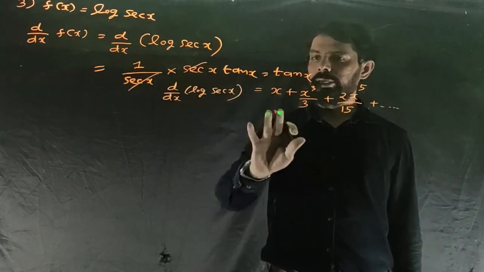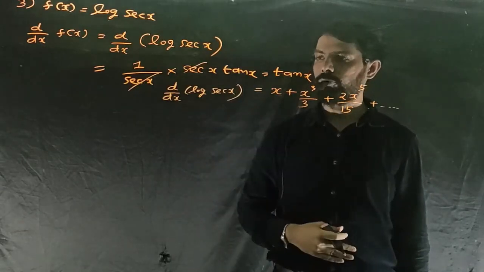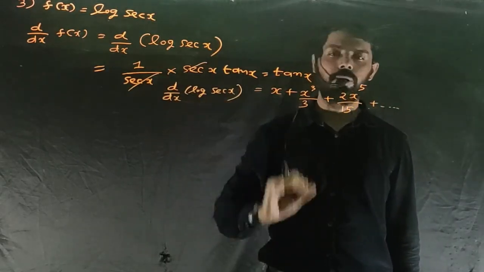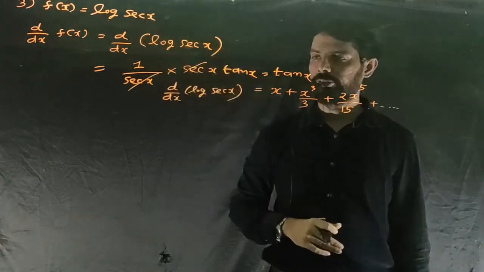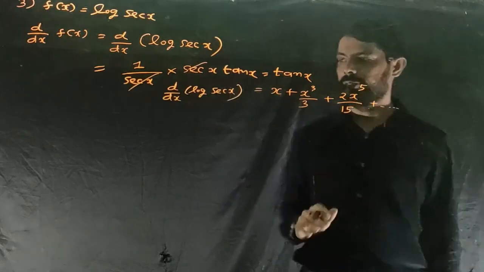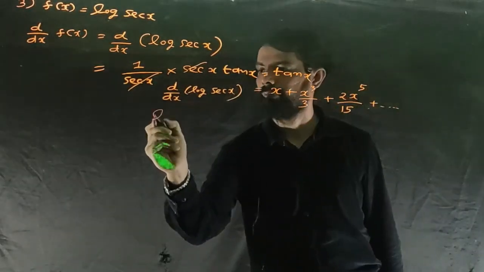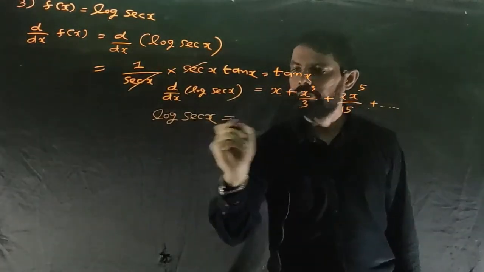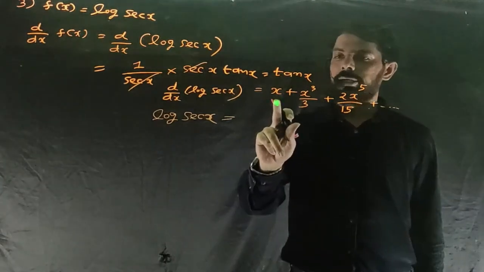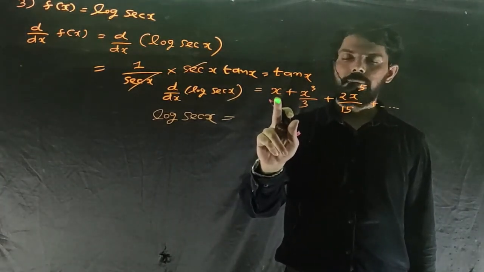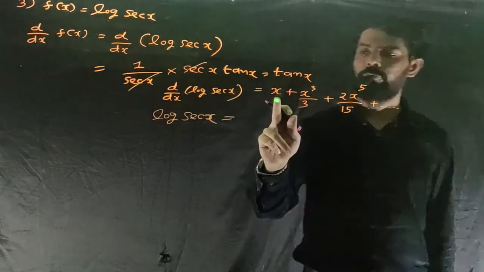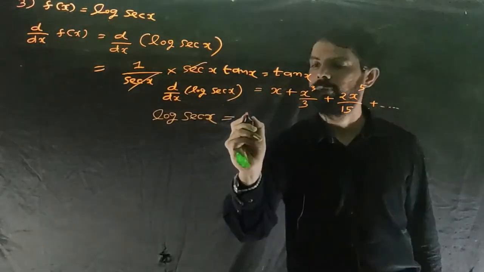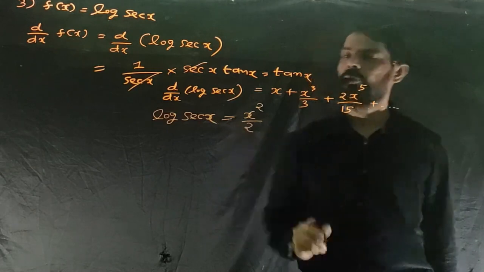Now we will have to integrate both sides. If we integrate both sides, then on one side there is integration and on the other it is a derivative, so we will obtain the function log sec x, which is our given function. So that's why we integrate both sides. So log sec x is equal to, integration of x will be x square by 2, because integration of x raised to n is x raised to n plus 1 divided by n plus 1. By that formula it will be x square by 2.